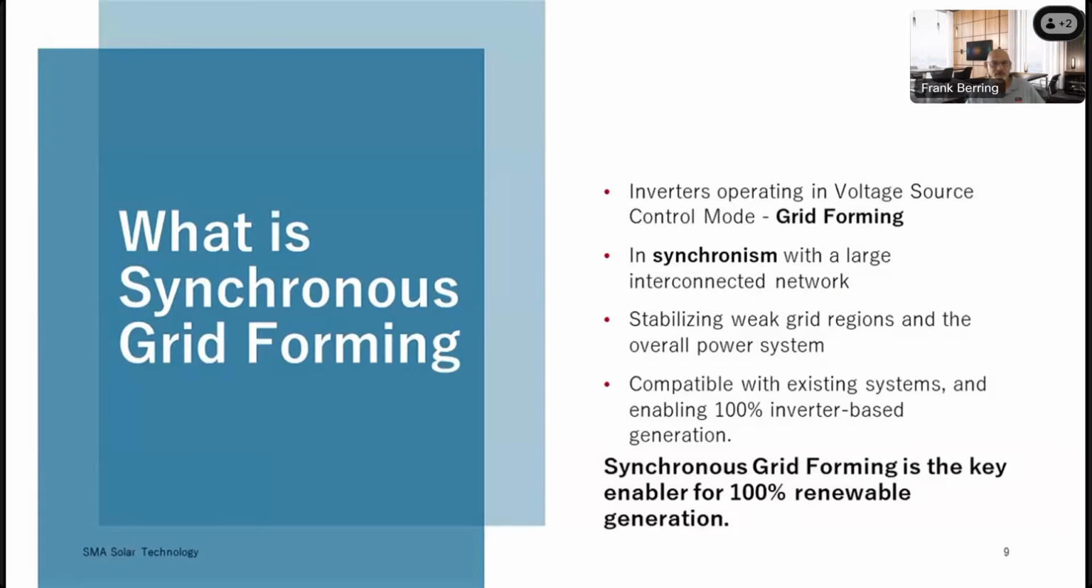So in summary, when we talk about synchronous grid forming, we're talking about inverters operating in that voltage source mode in synchronism with a larger connected network. As such, it's able to stabilize weaker regions of the grid and maybe even broader areas of the grid. And it's compatible with the existing generation resources on the grid. And we see this as the manner in which you can replace the stability characteristics of synchronous generators as those types of generating assets get retired and more renewables that are inverter-based resources get connected to the grid.